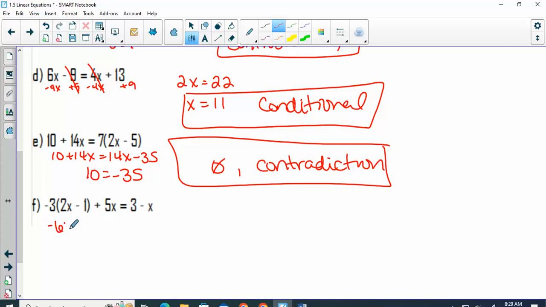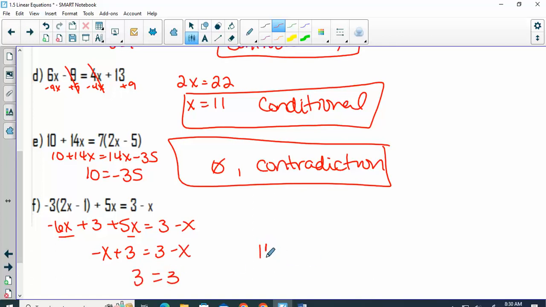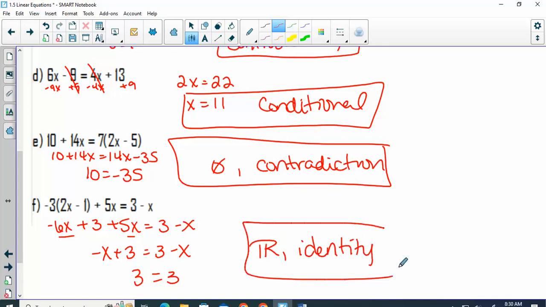Last one, if we distribute. So negative 6x plus 5x is negative x. Plus 3 equals 3 minus x. When you add the x, you get 3 equals 3. So the solution is all real numbers. The type of equation is the identity. Did we get those?